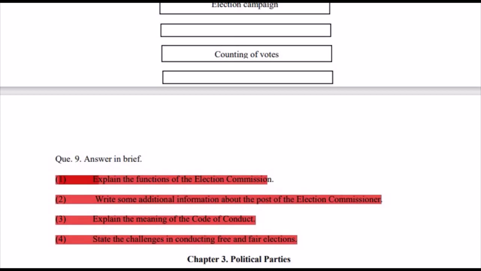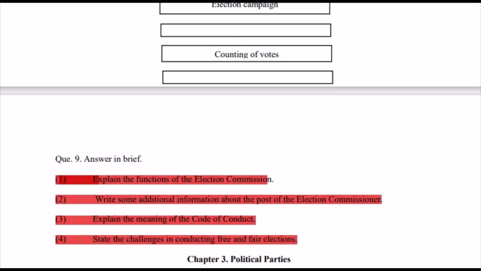Second point, it explains the rules to be followed by the government, political parties, candidates, and the voters. It explains in detail what are the rules for the government, for the political parties, candidates, and also for the voters. And the last point that has to be included in this answer is the code of conduct is adopted to control malpractice during election. So these points should be included in the answer.